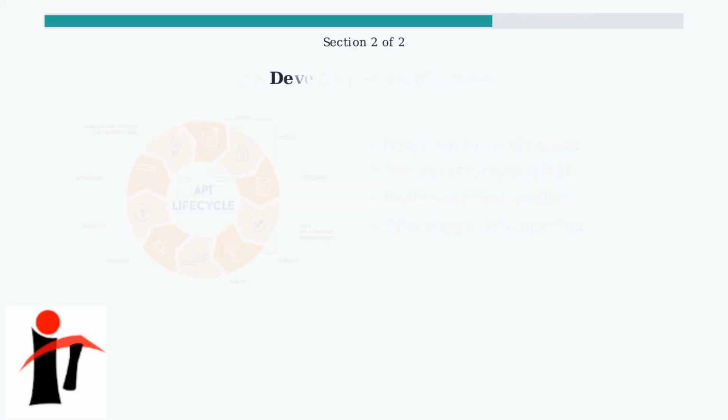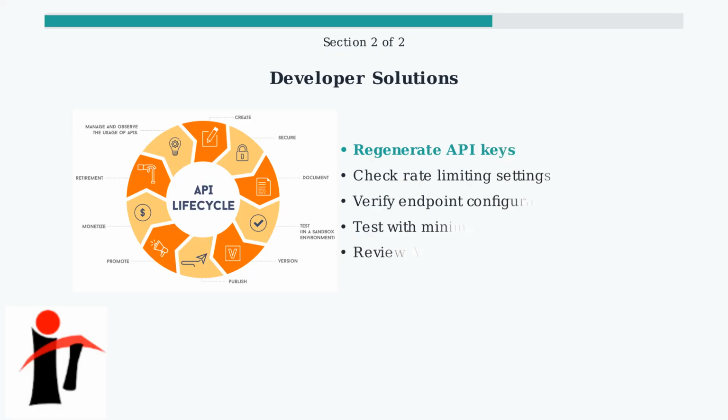For developers experiencing API access issues, regenerating your API key is often an effective solution. This resolves authentication problems and rate-limiting conflicts.